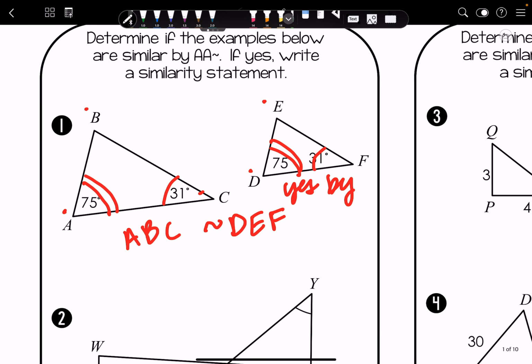Now say, for example, if they hadn't given you that 31, but instead they'd given you, say, a 74 here, well, what you would always have to do is figure out what that third angle is in either of the triangles and check if these match or not. If they do, which in this case they would, you would still say that these are similar by these two angles, the angle-angle similarity. All right, but luckily they gave them both to you.